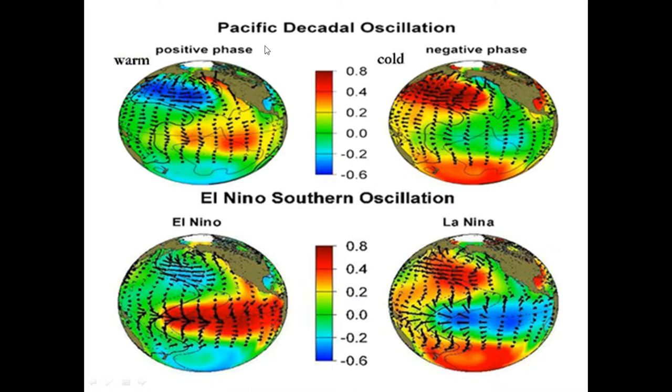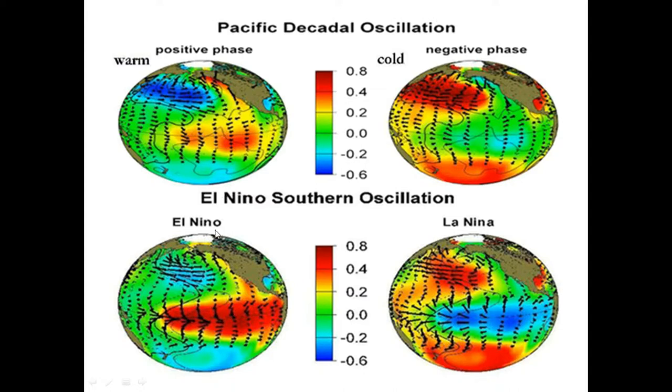So the warm phase, El Nino, of course, is the warm phase, and La Nina is the cold phase. So positive and negative. Here's the warm water off North America, cool waters off North America, the cold water here, and it becomes the warm water here. They flip-flop, right? So we have this temperature here, right?